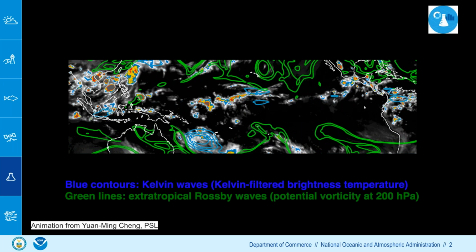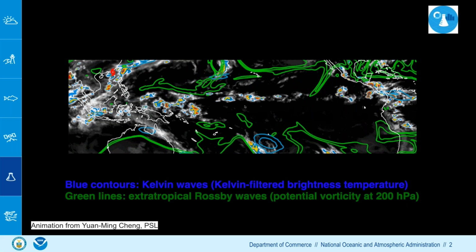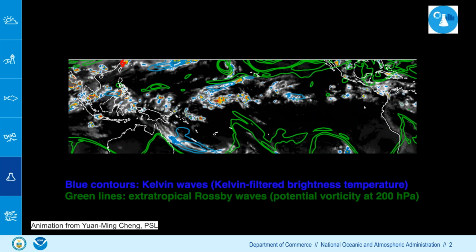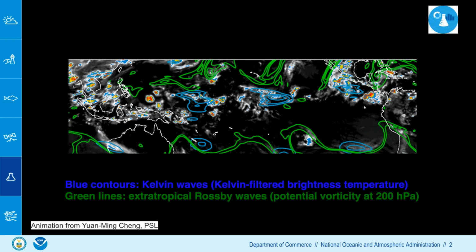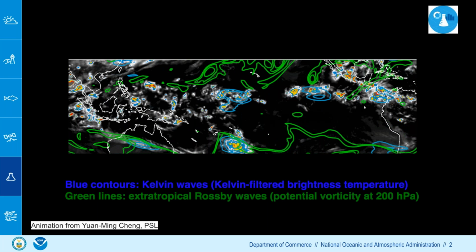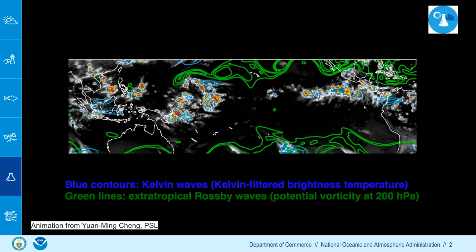And I like this animation because you can clearly see the connection between the tropics and the mid-latitudes through the interaction between convectively coupled waves acting as a Rossby wave source. So the proxy for Rossby waves is seen here as green contours.